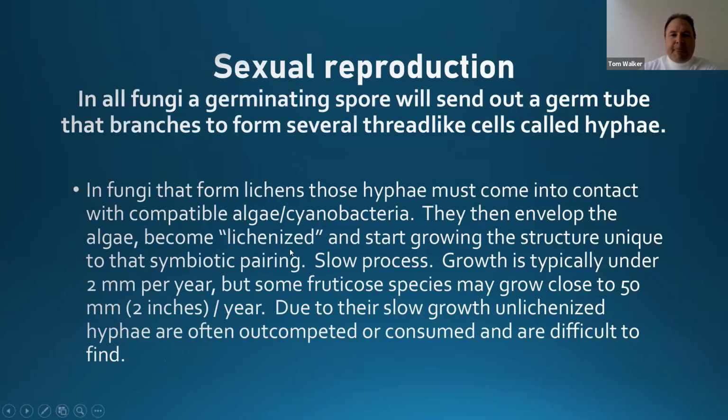So, sexual reproduction. In all fungi, a germinating spore will send out a germ tube that branches to form several thread-like cells called hyphae. And in fungi that form lichens, those hyphae must come into contact with their compatible algae or cyanobacteria partner. They then envelop the algae, become lichenized, and start growing the structure that's unique to that symbiotic pairing. So this is a very slow process. Growth is typically under 2 millimeters per year, but there are a few fruticose species that grow close to 2 inches a year. Due to the slow growth of lichens and the lichen hyphae, many of them are outcompeted or consumed and are difficult to find before actually forming a lichen.